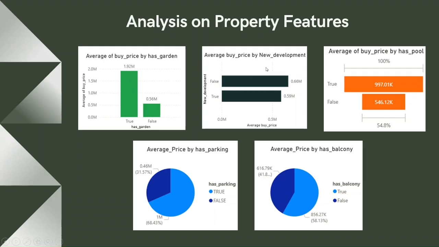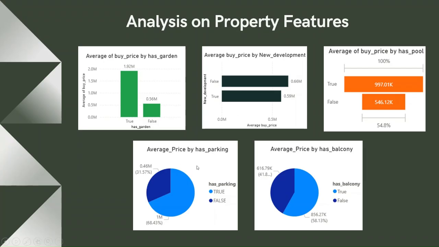Average price by development type: properties labeled as new development have a slightly lower average buy price compared to older properties. New development is around 0.59 million dollars, and not new development is 0.66 million dollars. Now moving to average buy price by pool feature. Having a pool greatly increases the average buy price of a property. If the property has a pool, it costs around 997.01k dollars, and if it doesn't, then 546.12k dollars.